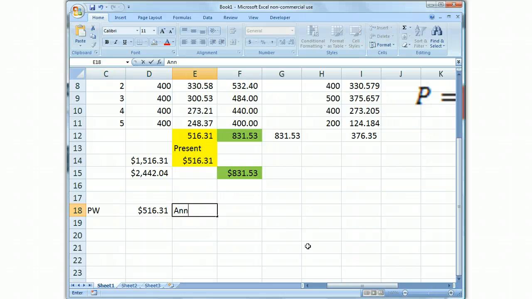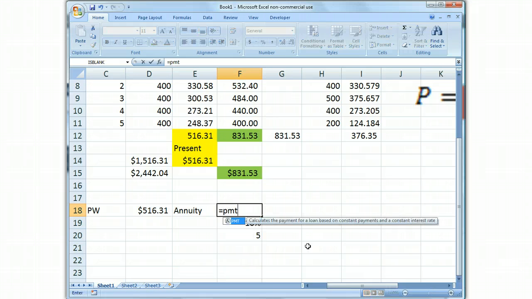So the annuity for that project, if the interest rate is 10% and the number of periods is 5, I can compute as the payment, PMT. PMT stands for payment, and that would be the annuity. It is equivalent as if you ask for a loan for $516.31, how much you would have to pay if the interest rate is 10% and the number of periods is 5.